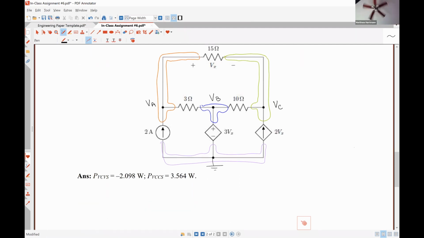So, do we have a supernode in this circuit? VB and ground. Right, okay, so anytime there's a voltage source, there is a supernode. Since there's a voltage source here, doesn't matter if it's independent or dependent, we will be applying our supernode techniques. So we are going to have a voltage relationship equation.